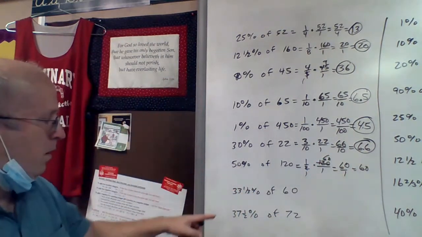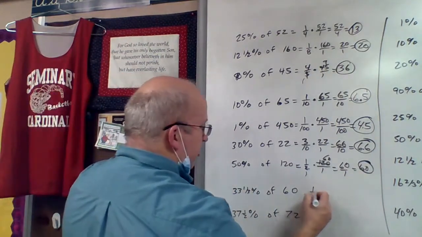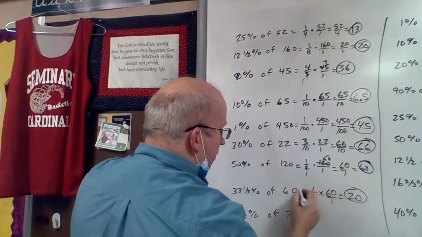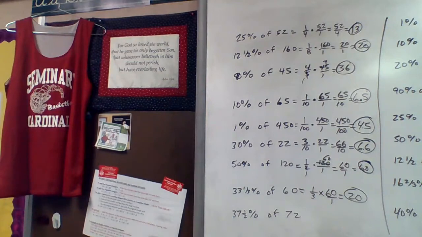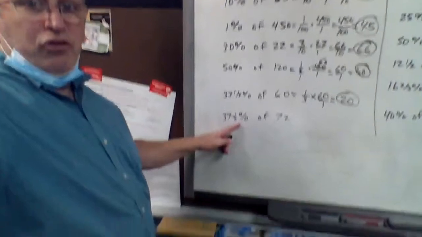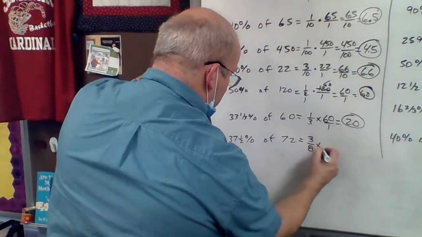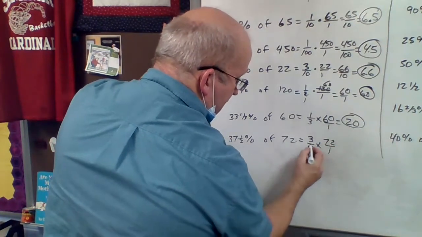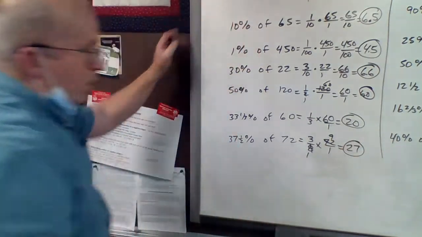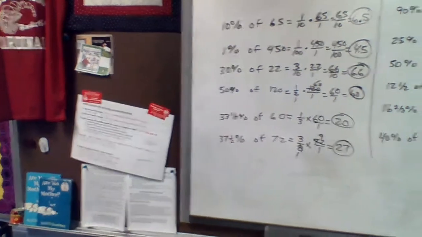Right? 33.33%. Well, if you look at your purple chart, that's the number 1/3. So we got 1/3 times 60, and that would end up being 20 when we do all the math involved. 37.5%. If you look at your chart, 37.5% is 3/8. So it's 3/8 times 72 over 1. Hey, I can divide by 8, and I get 27 as my final answer there.